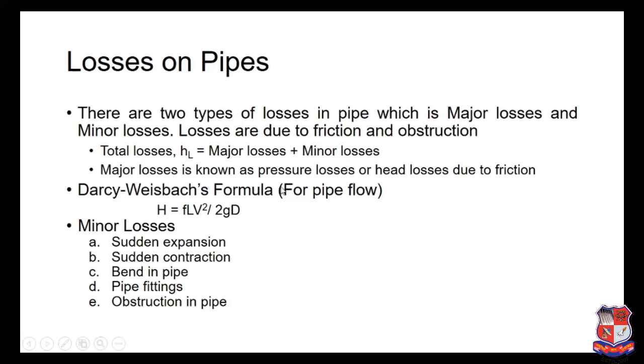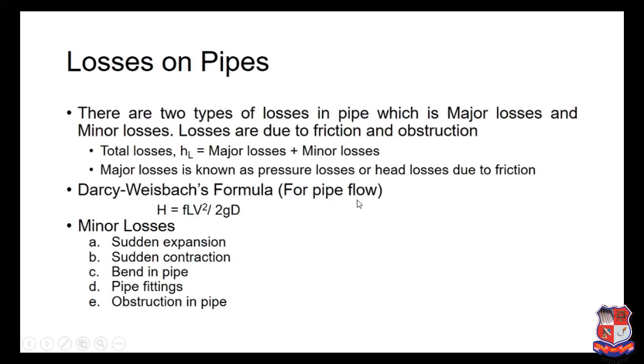So this major loss is known as pressure loss or head loss due to friction, right? Now this head loss due to friction, as I told you, depends on the smoothness or roughness of the pipe. If the pipe surface is rough, frictional losses will be more. If the pipe surface is smooth, then frictional losses will be less. So in newer pipe, frictional losses will be less compared to old pipe. This Darcy-Weisbach formula is used to calculate head loss for pipe flow, and this we have already discussed. Using this, we can calculate major losses, which are frictional losses.